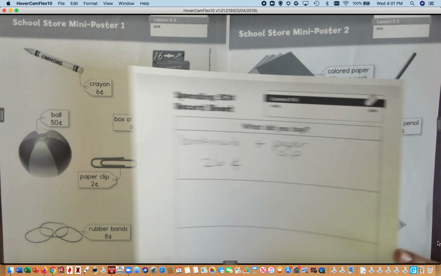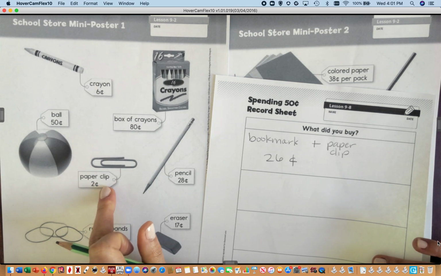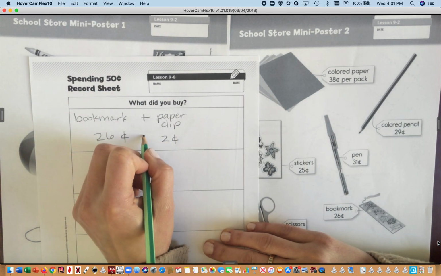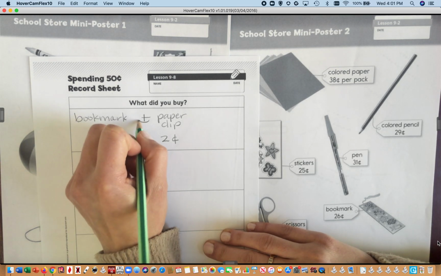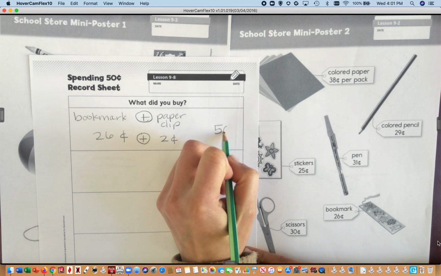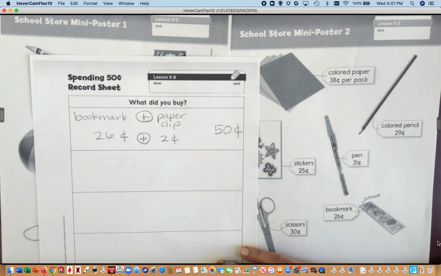Again, it's okay if you want to copy the price and copy the word right off of the chart. 2 cents. I should probably put a plus sign down here also. And then I have 50 cents to spend. So I'm going to put 50 cents over here.